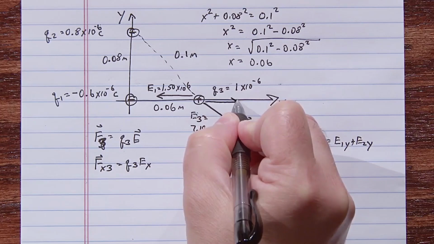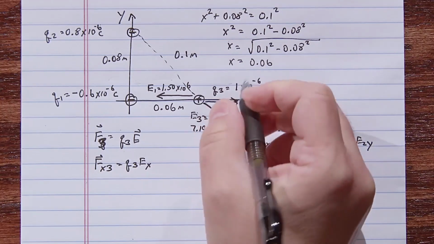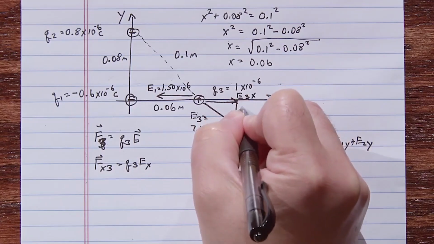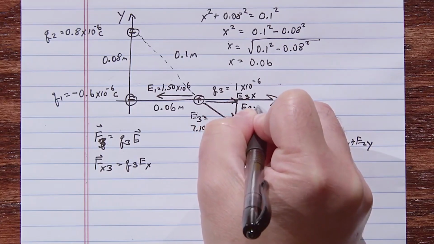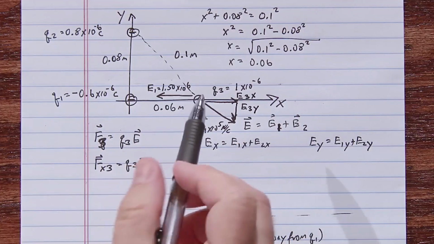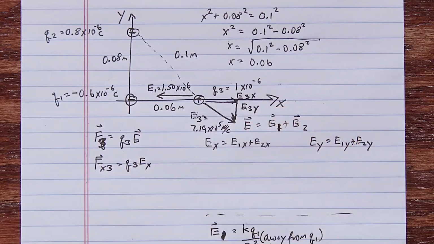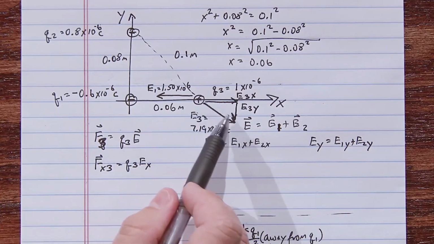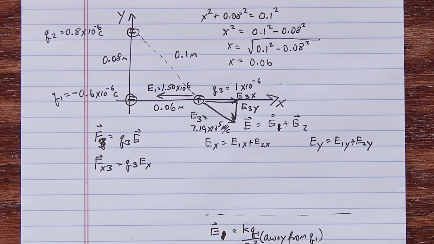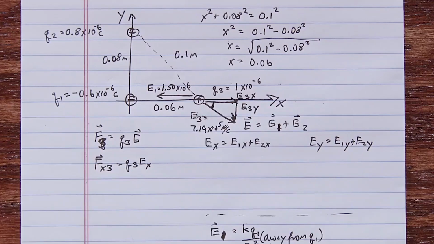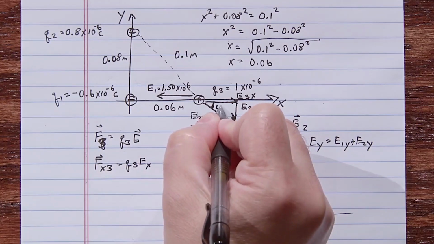So we're going to have E3x and E3y. So we're going to have both an x and a y component. And so to break this up into components, we're going to need an angle. And let's use this angle right here, and we'll call that theta.